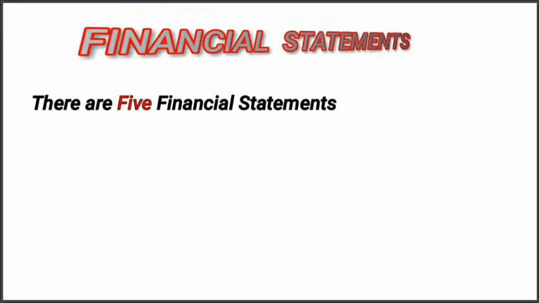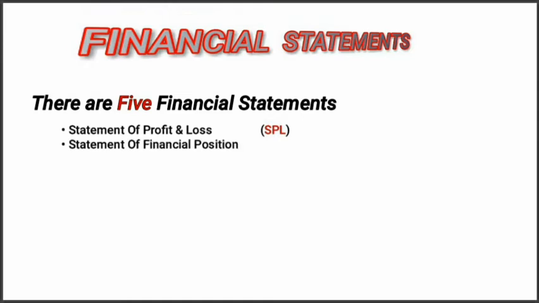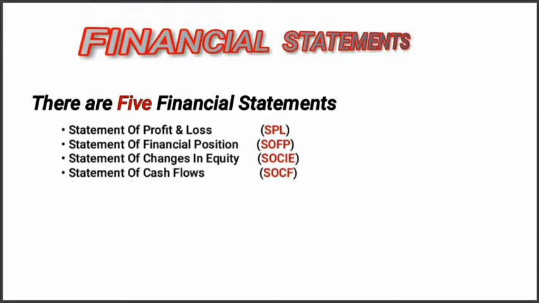In this lecture we see how many types of financial statements a business should prepare, and discuss the first type in detail, that is, the statement of profit and loss. Let's start. Basically, there are 5 types of financial statements. Number 1, statement of profit and loss, SPL. Number 2, statement of financial position, SOFP. Number 3, statement of changes in equity, SOCIE. Number 4, statement of cash flows, SOCF. And the last one is notes to the accounts.